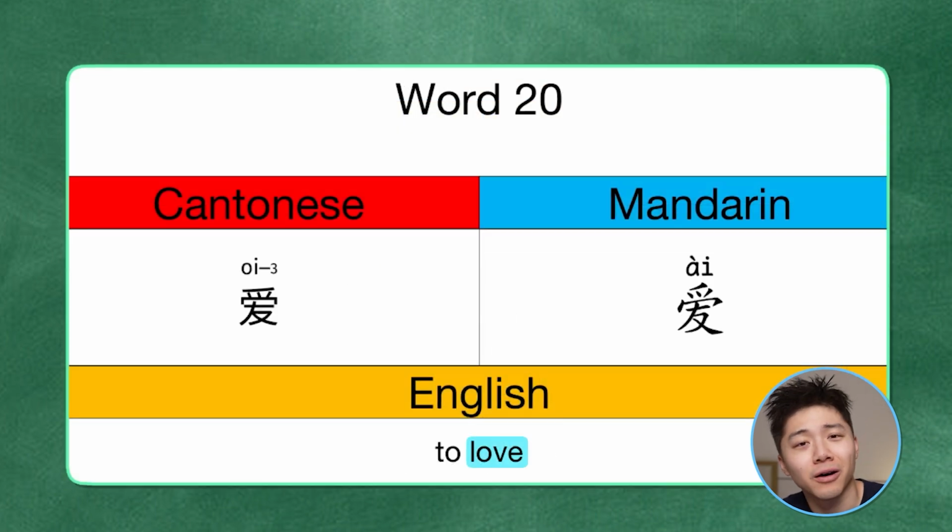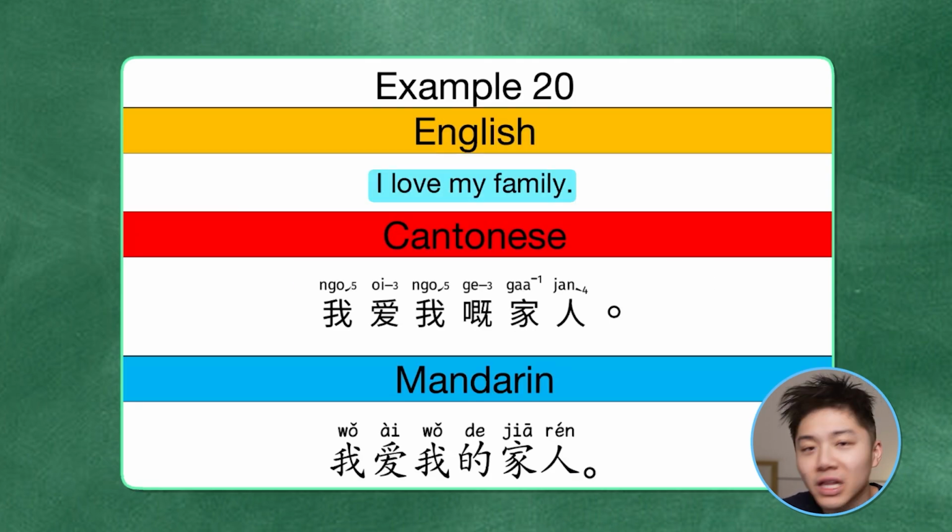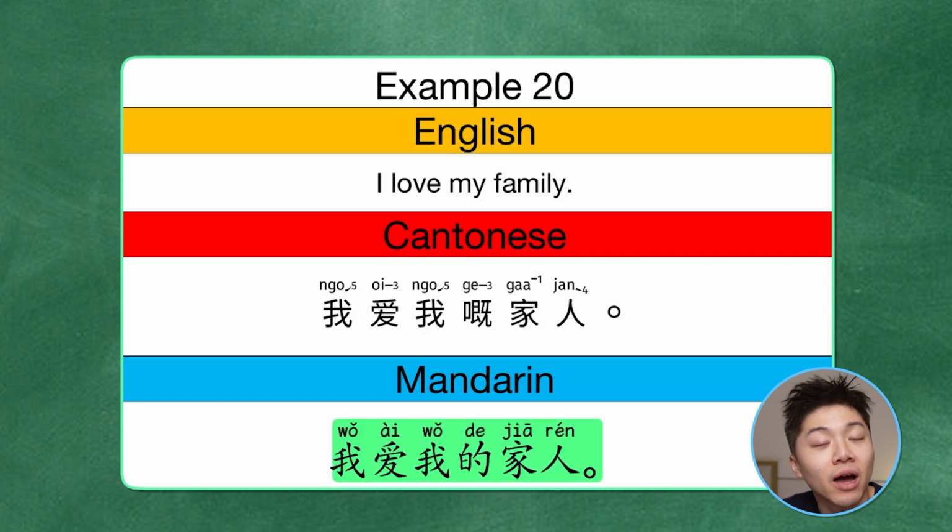Next we have love. In Cantonese, 愛. In Mandarin, 爱. So for example, I love my family. Hope you guys do too. In Cantonese, 我愛我嘅家人. In Mandarin, 我愛我的家人. So let's break this down.